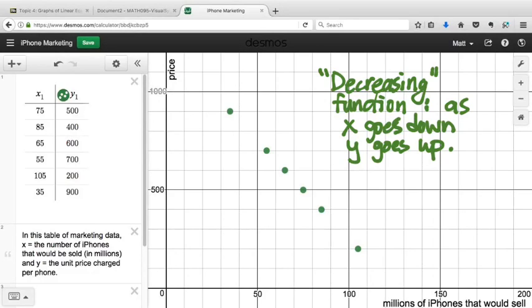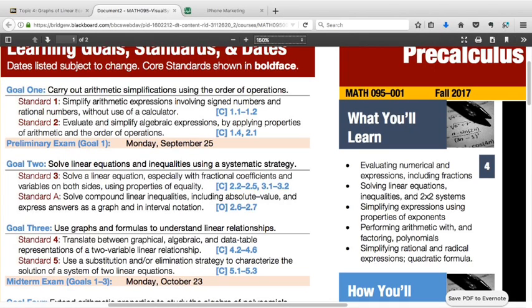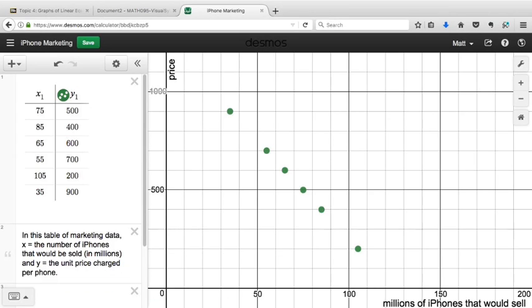Can we be even more specific about that? Is there a particular shape or a nature of this relationship that's being suggested by where those points are falling? You might get a hint by looking at the title of this standard. The goal being to use graphs and formulas not to understand just any relationships, but to understand linear relationships.